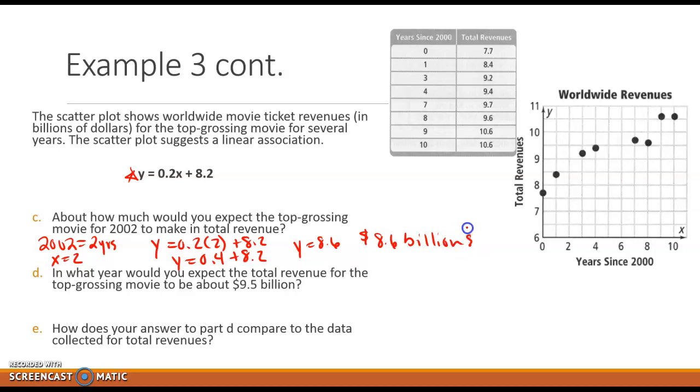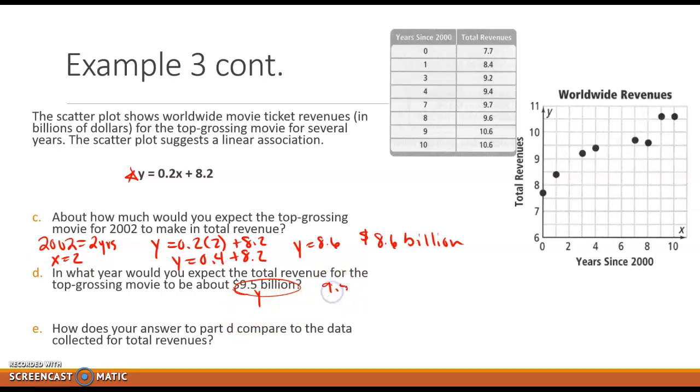Oops. Just need the in. All right. So if they are giving us an x value, we plug into x. D is giving us a y value. How do I know? Because I read, in what year would you expect the total revenue for the top grossing movie to be? About 9.5 billion. And so that's total revenue. So this is a y value. So I'm going to plug in for y and solve for x.